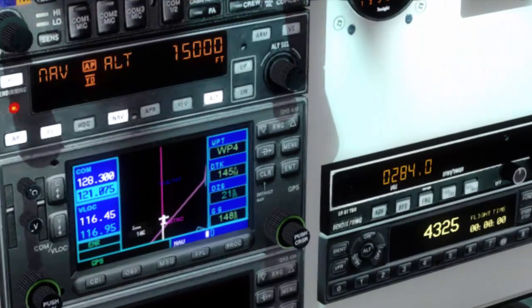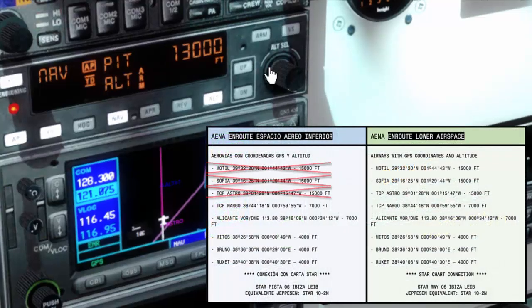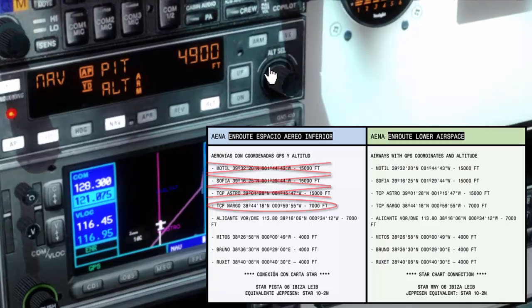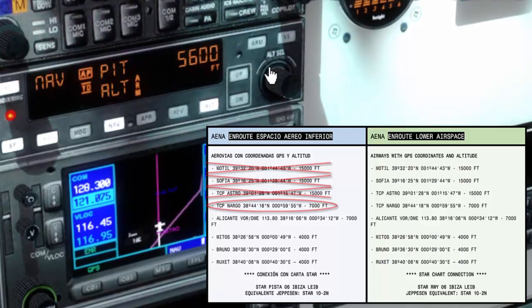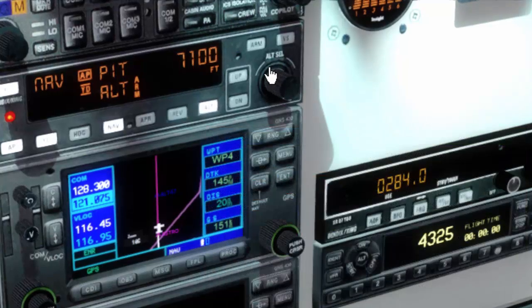Okay, so we have reached Astro, and right now we proceed to the next point in our flight plan. And you know where we are going right now. We are going to NANDO, and we need to descend to 7,000 feet. And take care with this, because when you are descending, what will happen is your speed will increase.